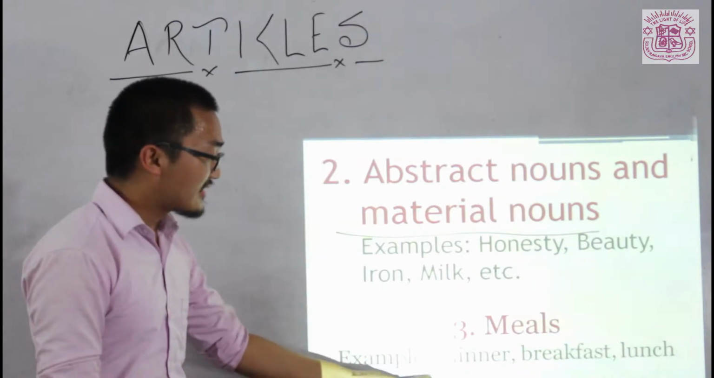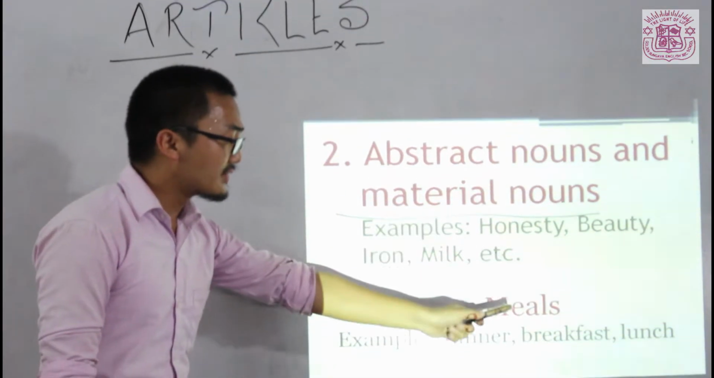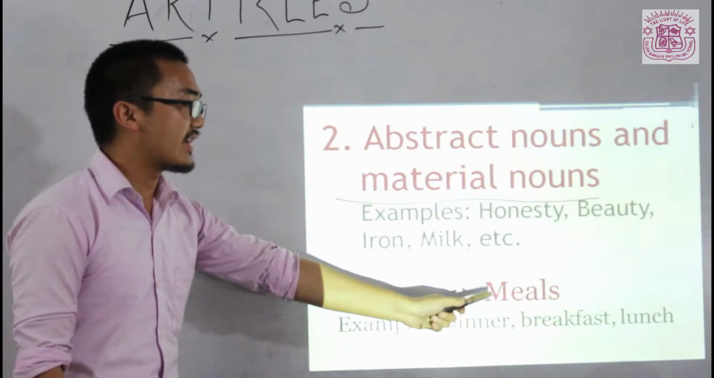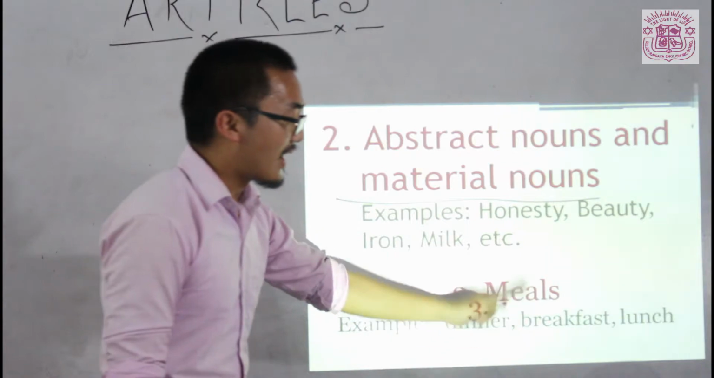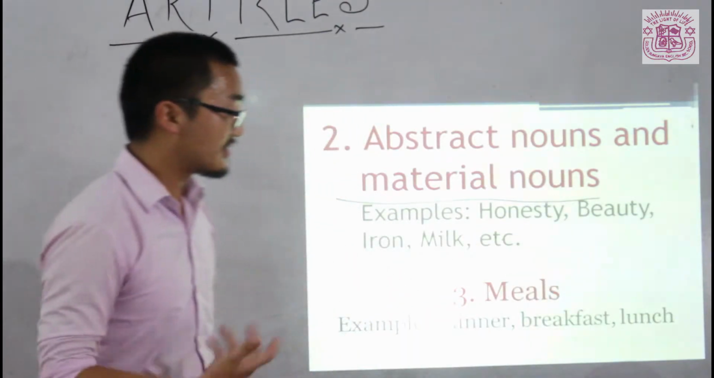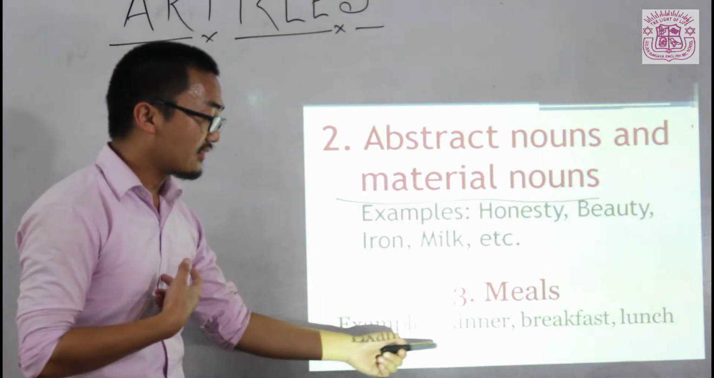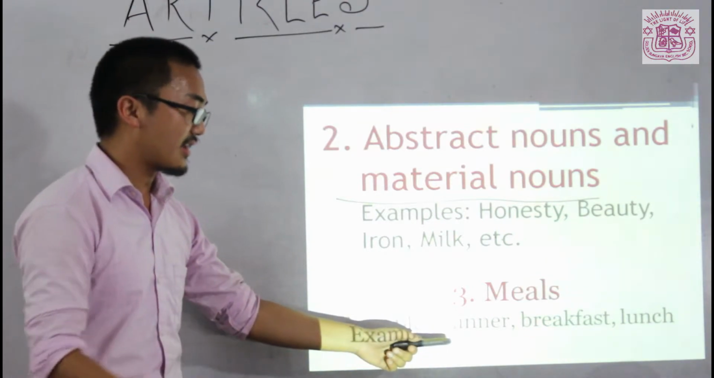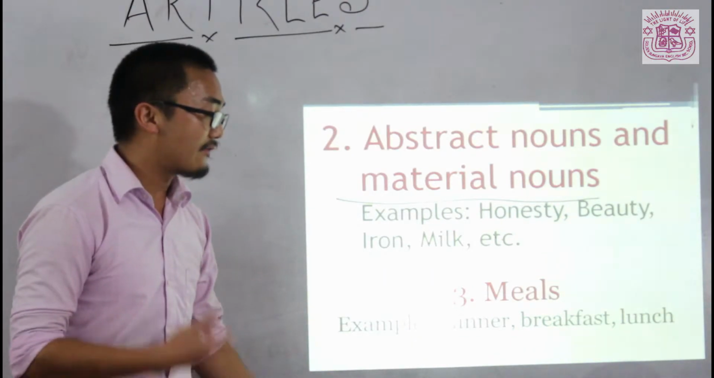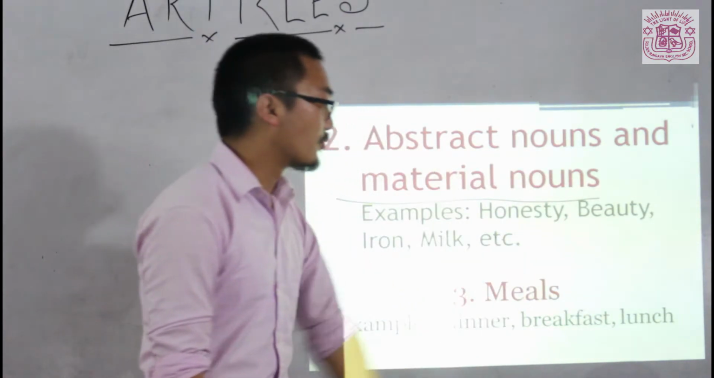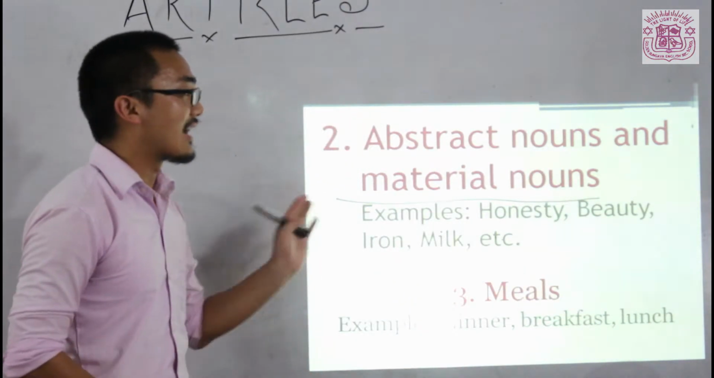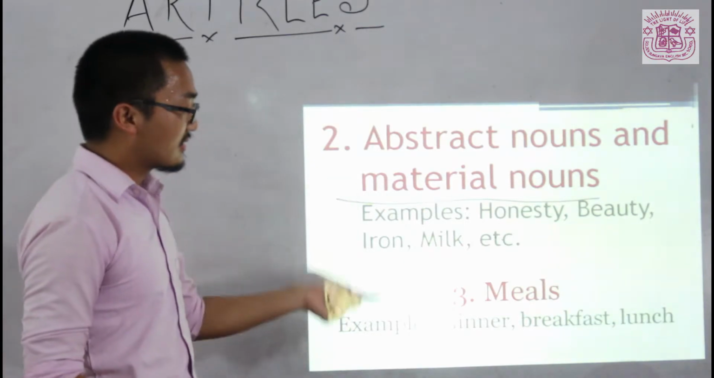As you can see, in front of meals also you don't have to use any kind of articles, for example dinner, breakfast, lunch. Generally we say I am having dinner. You don't say I am having a dinner, or I am having the dinner. Similarly, in the case of breakfast and lunch we also don't use any kind of articles. So this is case number 3.